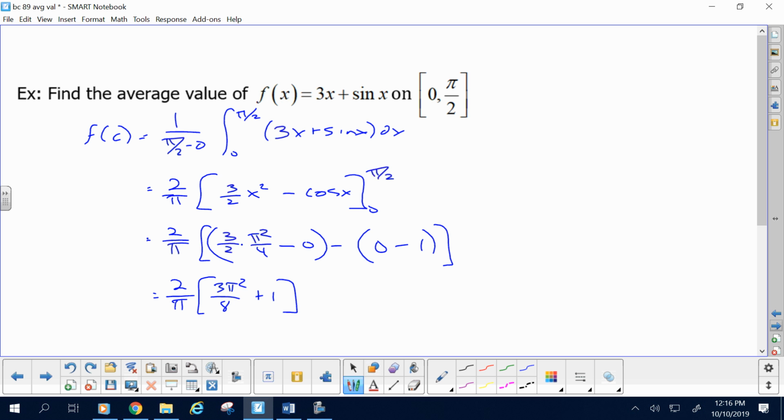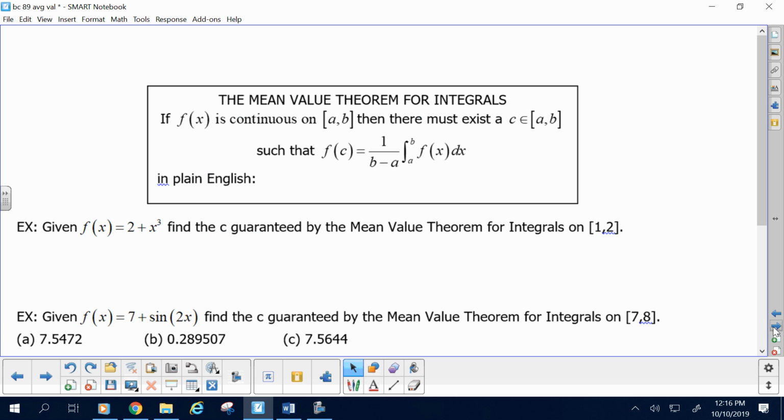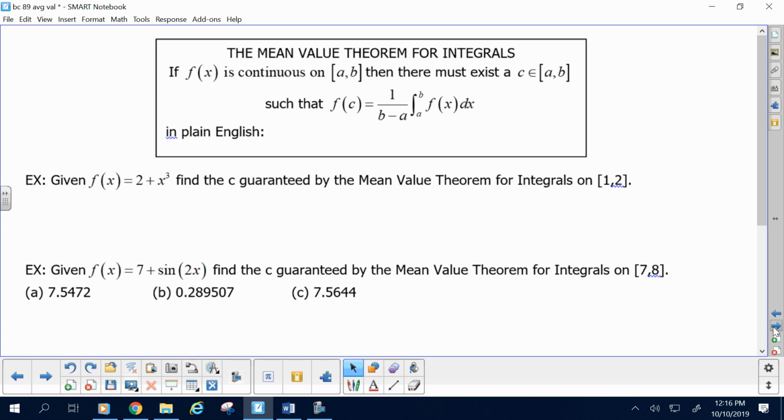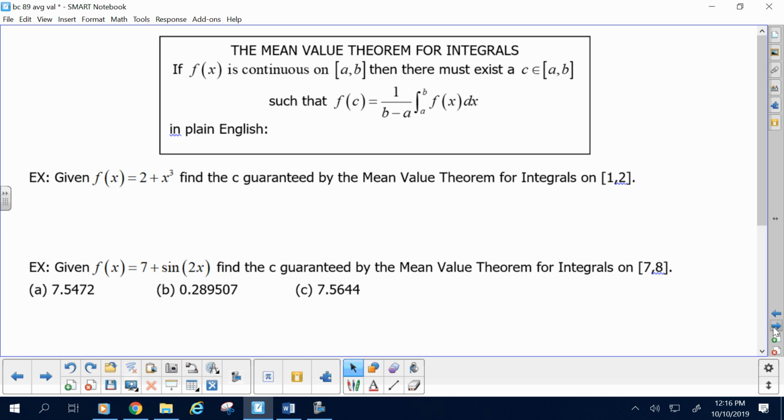It cleans up. I'm getting something like that. Do you agree with 2 over pi times the sum 3 pi squared over 8 plus 1? Okay, cool. All right. Let's then go to the unfortunately named mean value theorem for integrals. Now, it actually has a lot of logic to it. It's not just student torture.